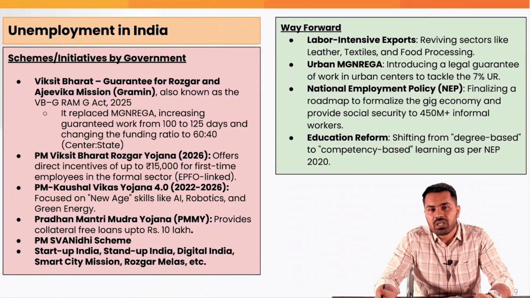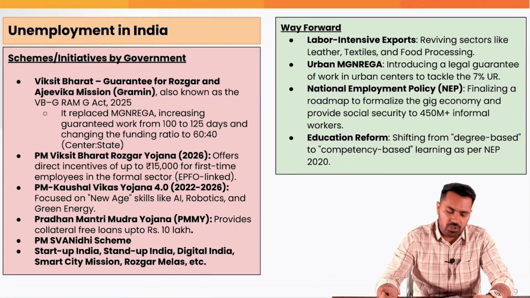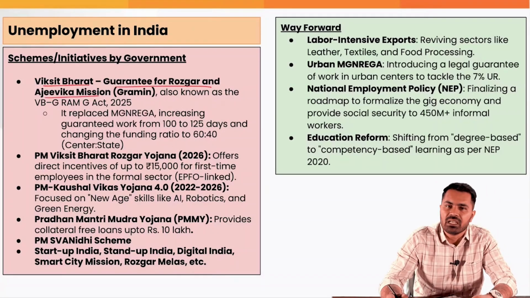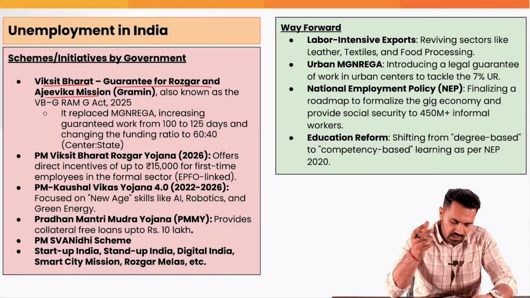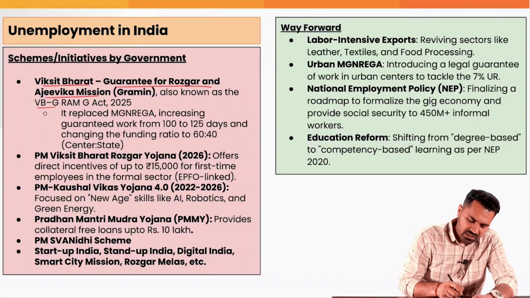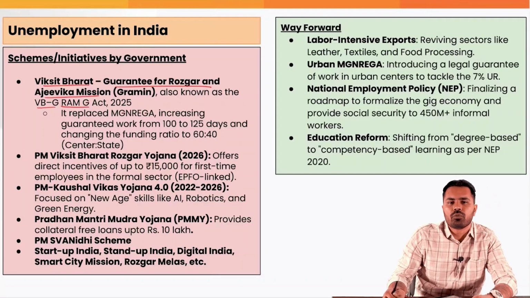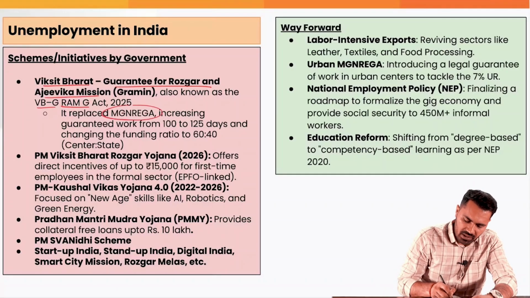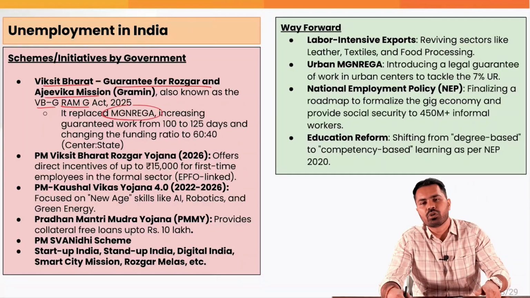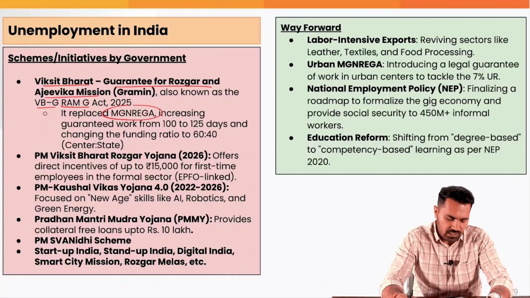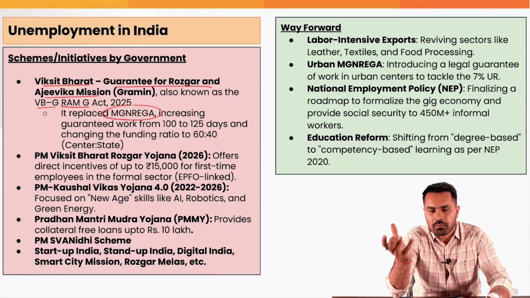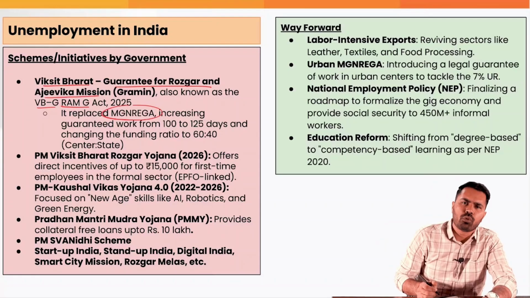What is the government doing regarding this? What steps are being taken by the government? The steps are recently the Viksit Bharat Guarantee for Rozgar and Ajivika Mission Gramin, which is in short called VBG Ramji Act of 2025. This act replaces the old Manrega, Mahatma Gandhi National Rural Employment Guarantee Act. VBG Ramji is the new name of the Manrega Act, but they have also modified it some bit.